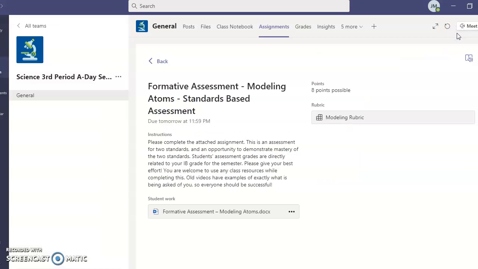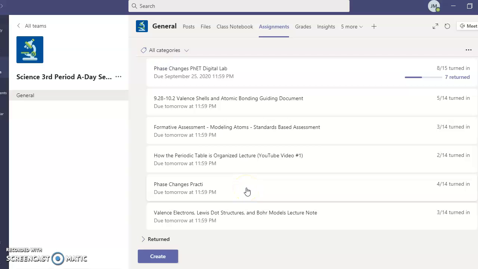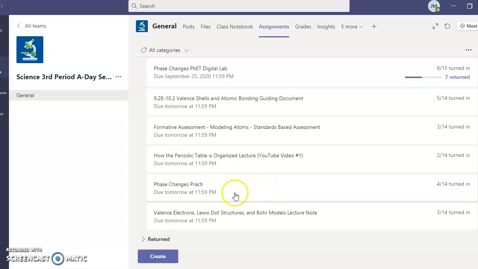Don't forget, it's not just this assignment this week. You still have the other assignments as well. Let's not forget about our work ethic grade and keep getting those points as well. So you have a couple videos, and then you have this activity, phase changes practice.